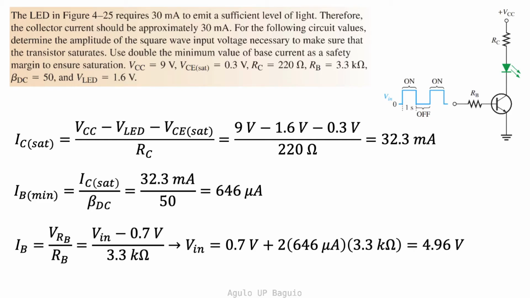So we must have a square wave with a maximum amplitude of 5 volts switching on and off every 1 second. And what this does is that it switches the LED on and off every 1 second as well.